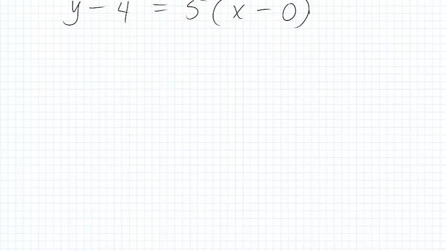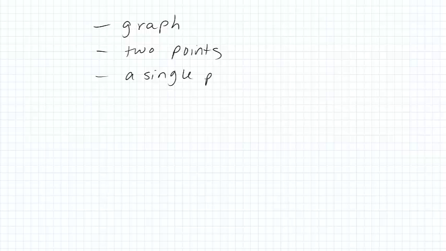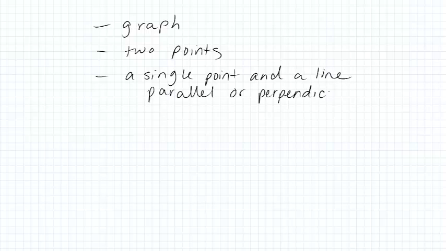Now, I want you to think about the different types of examples that I showed you here. We had a couple that had a graph. We had one that had 2 points. And then we had some examples that had a single point and a line parallel or perpendicular. What was similar about my process in each one, and what was different? Think about that and try to include it in your summary for this video.